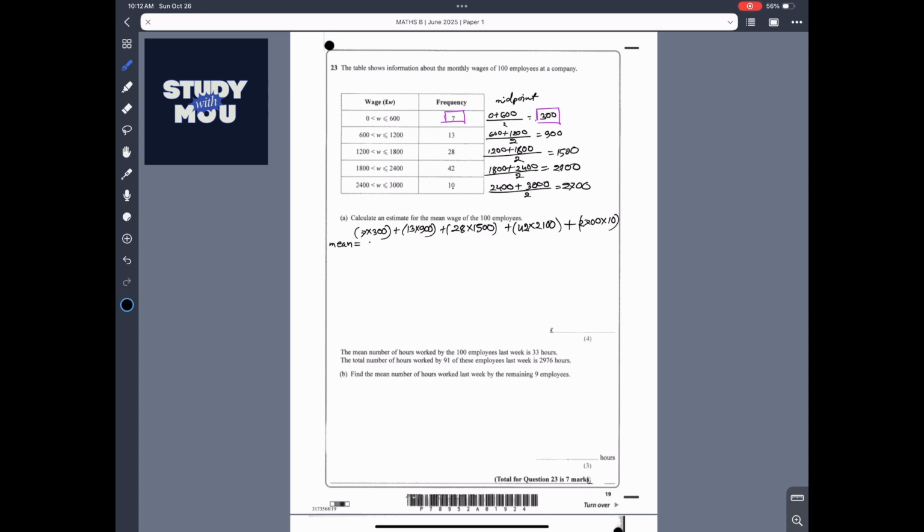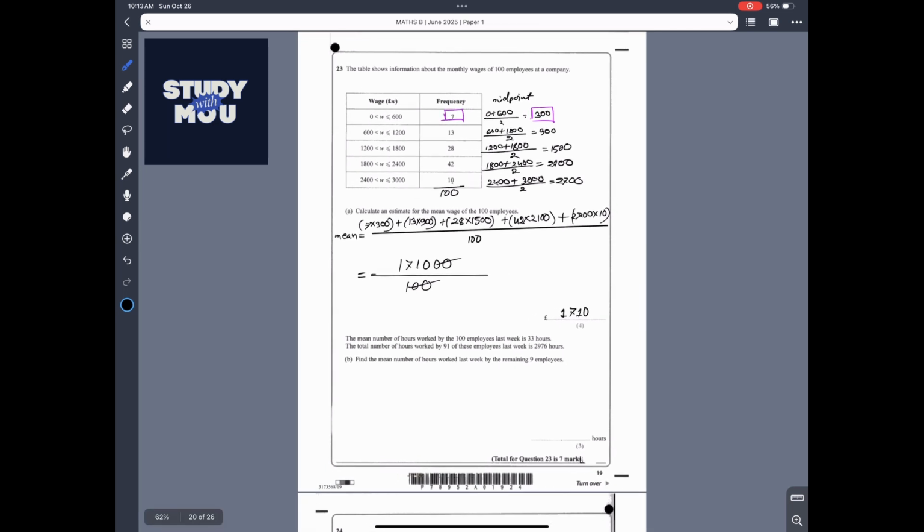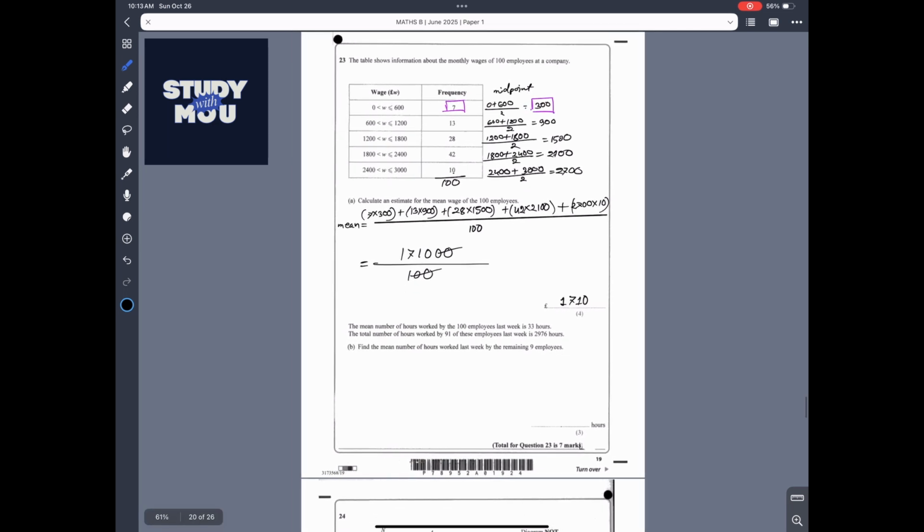Okay, so if we write the total frequency is 100, or also the total employees are 100, whatever it is. Now it's 171,000 divided by 100. The zeros are gone, so we have 1710. So this is the mean wage of the 100 employees.